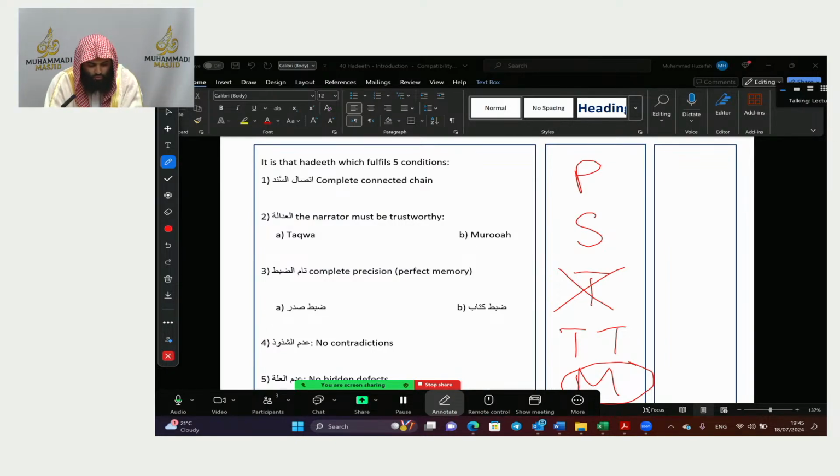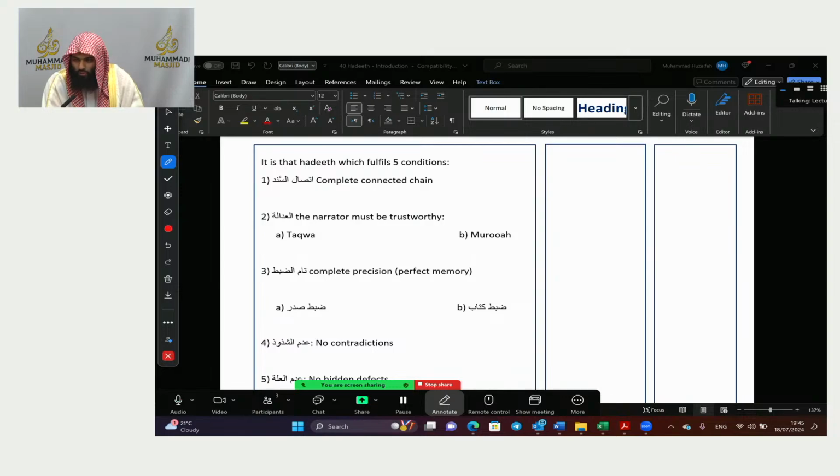That is the first condition, ittisal al-sanad. The second condition is al-adalah, that the narrator has to be adil, meaning he has to be trustworthy. This is the second condition. So now we're talking about the narrator itself. Sometimes the ulama split these conditions into that which is linked to the narrator and that which is linked to the chain of narration and so on. But the way I've said it is easier for now, which is 3 things that have to be there and 2 things that can't. So the second thing which has to be there is that the narrator has to be trustworthy. Now what does it mean that he has to be trustworthy?